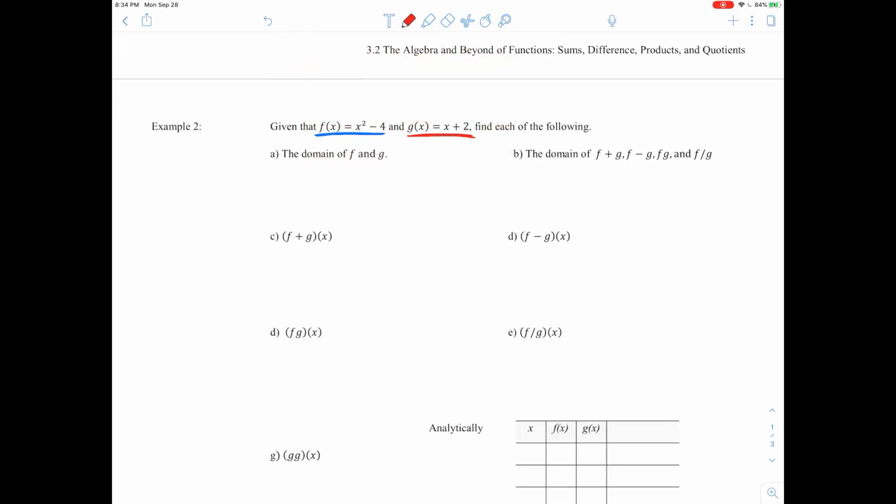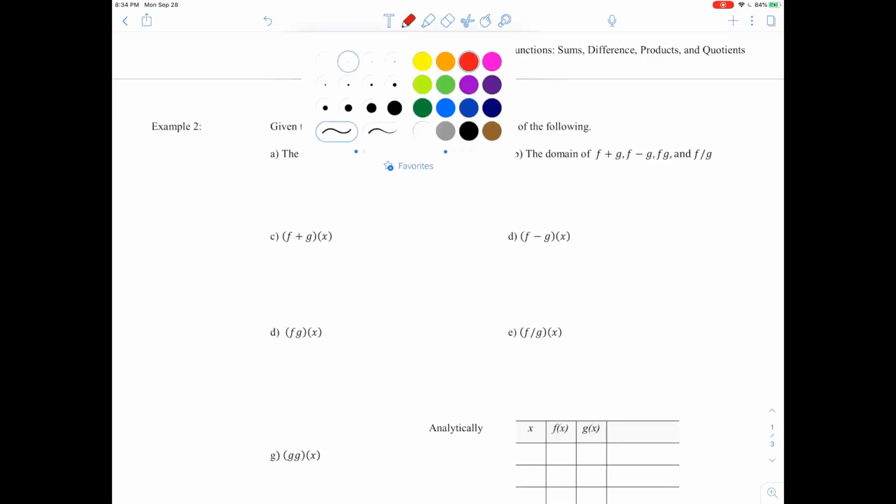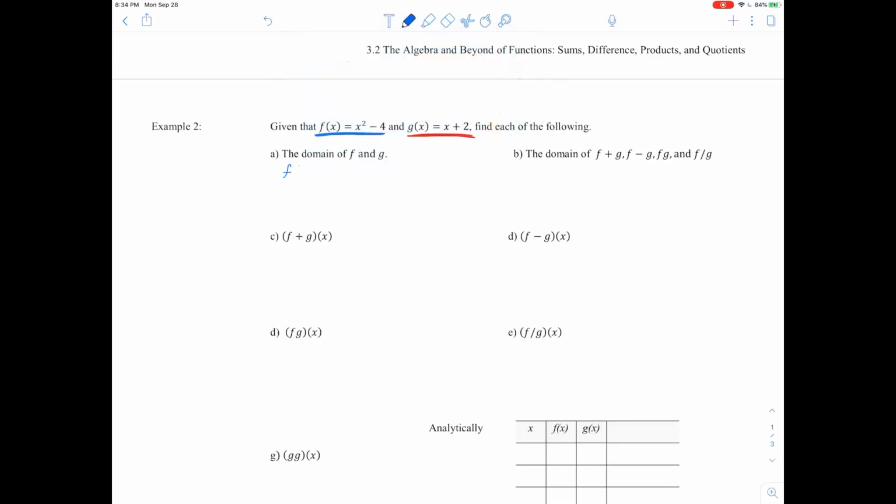So first let's find the domain of f and g. If we have f of x equals x squared minus 4, well, that's a parabola, and parabolas don't have restrictions on your domain. So your domain is absolutely unrestricted. All right. Your g of x is linear, x plus 2. It also could have any x I want, so my domain would be negative infinity to infinity.